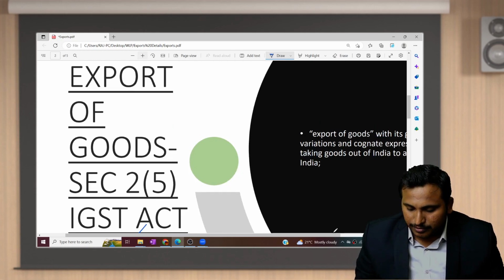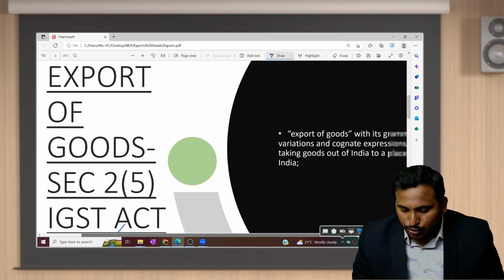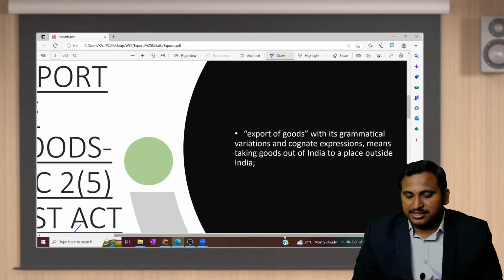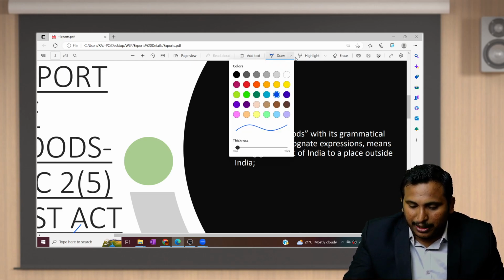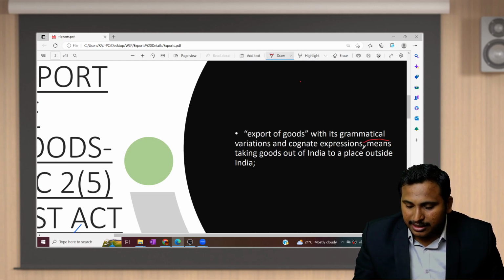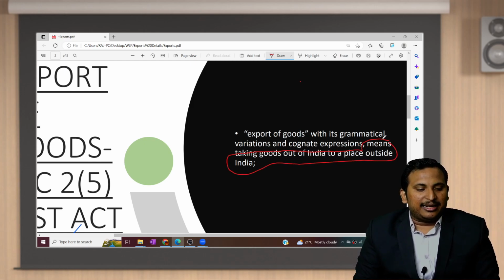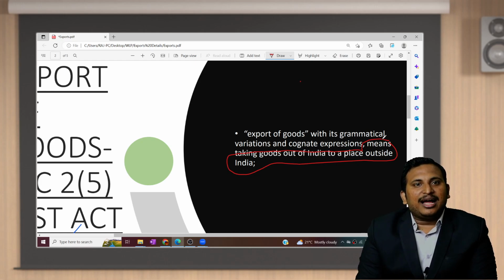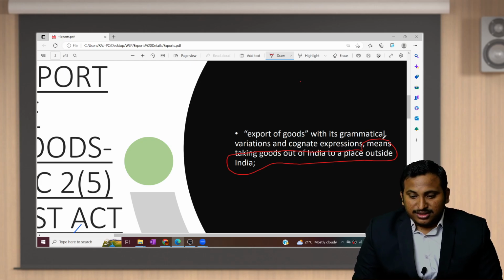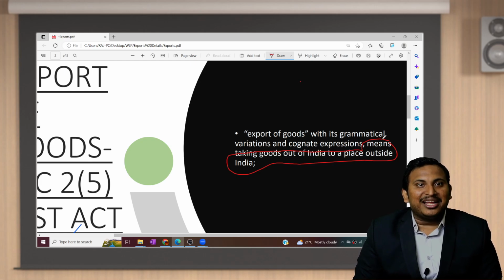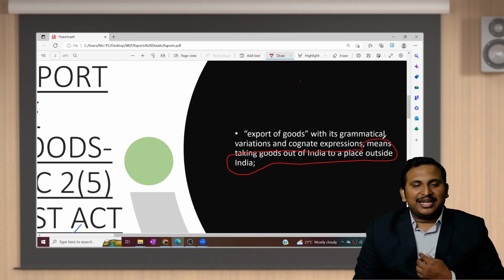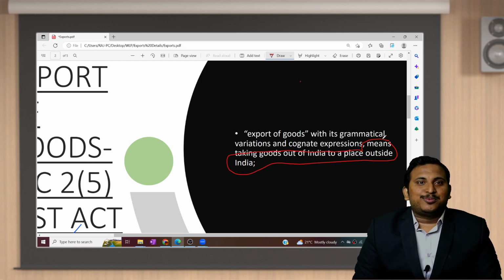Let me show you. Export of goods, with its grammatical variations and cognate expressions. Now look at the main part which is required. What they are telling, sir, means taking goods out of India to a place outside India. That means if you take goods from India to a place outside India, then definitely it is what? Export. So they are not attaching any conditions. If goods have gone from India to a country outside India, it is simply called what? Export.